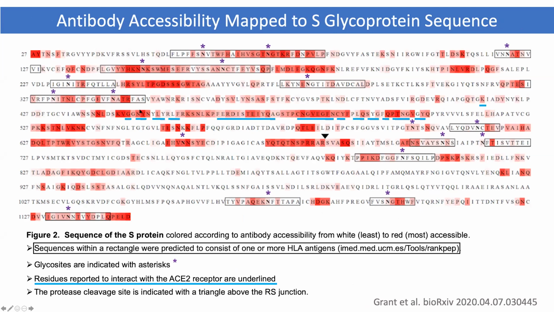And let's look first at the residues reported to interact with the ACE2 receptor. These are residues underlined in blue that form the receptor binding domain. And you can see that they're all really highly accessible, which is exactly what we saw in the 3D structure. You can also see that there are no glycans. How do we know that? Well, the glycans are shown with an asterisk above the relevant asparagine. So there's no glycosylation. Coming down here, this is the protease cleavage site. It's also really quite exposed and not glycosylated.